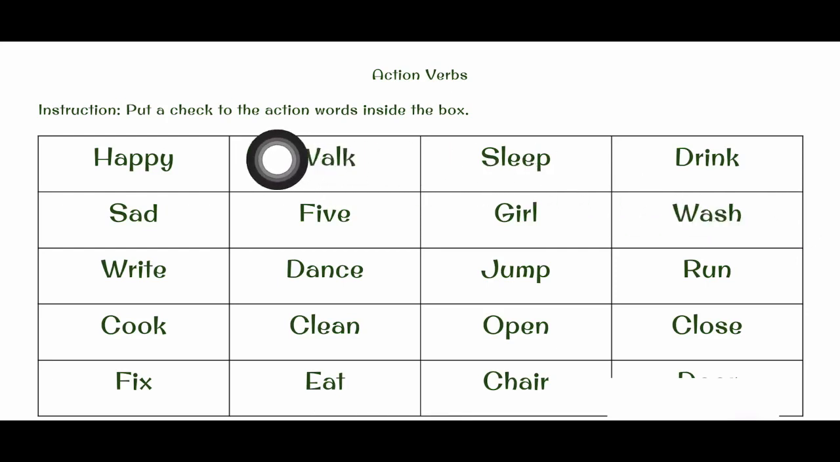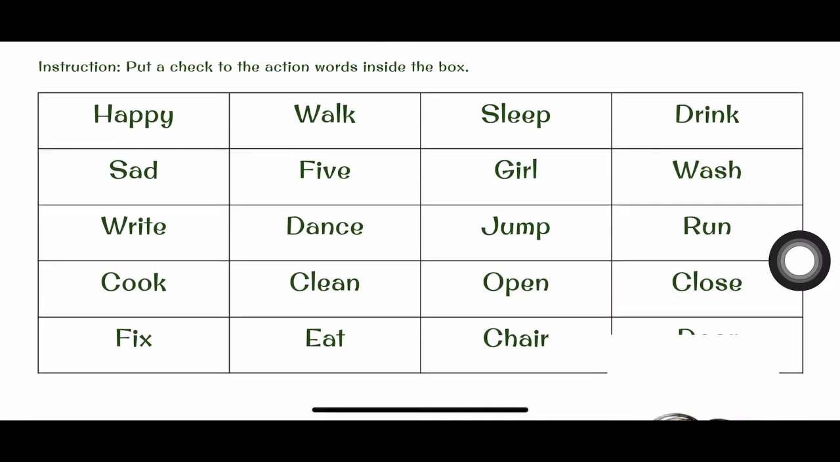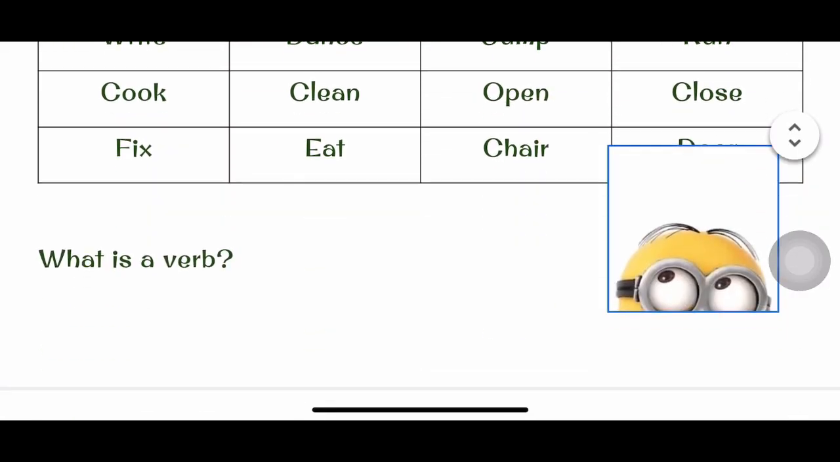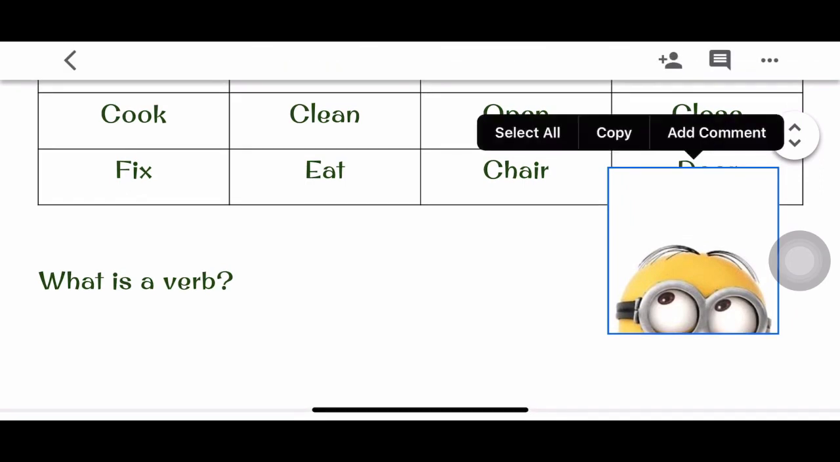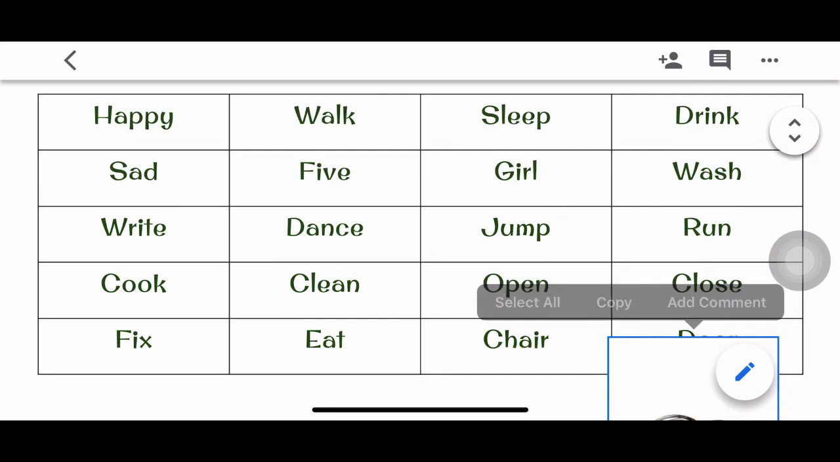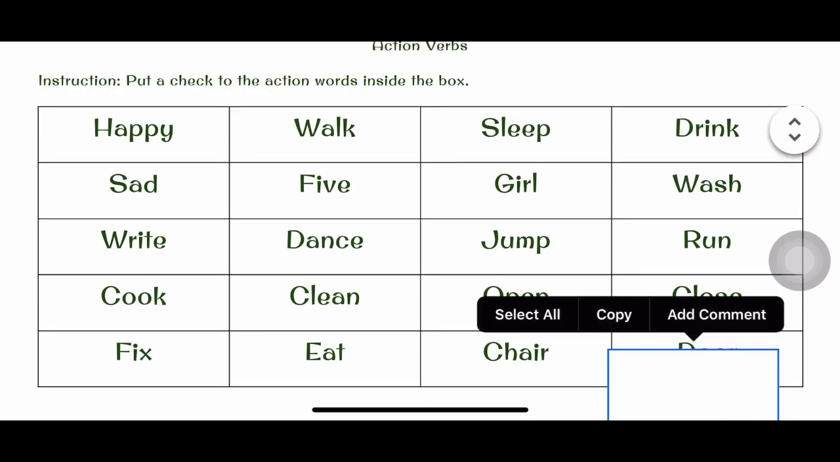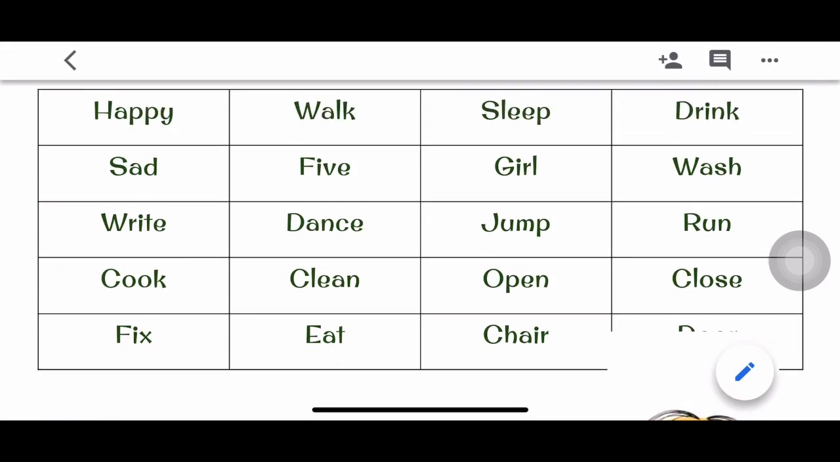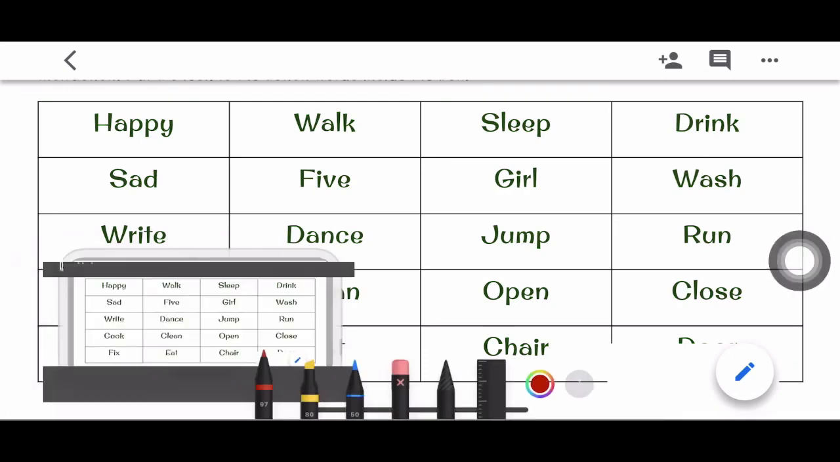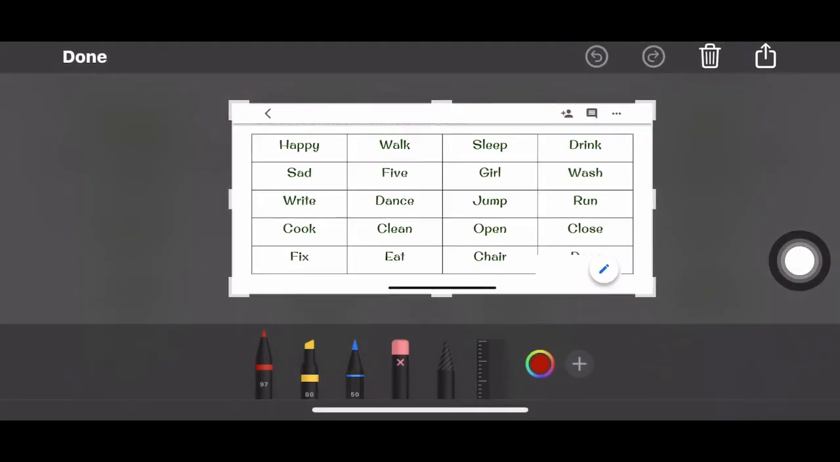So here we are going to play this together. Put a check on the action word inside the box. Okay, so wait, let me bring this down. Just leave it there. Okay, so we're going to put a check mark on the action verb. Let me screenshot that and we will answer it together.